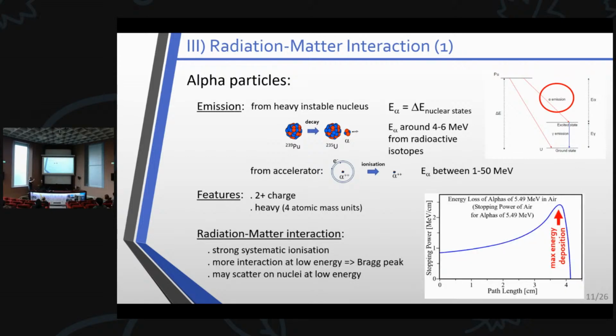So the interaction the alpha particle will have with matter is a very strong systematic ionization of the matter. There is a specificity of this interaction. There are more interactions when the energy decreases. It means that when your alpha goes into the matter, it deposits more and more energy until there is no more energy left and it stops. We can also say that it may scatter on the nuclei, not just on electrons.